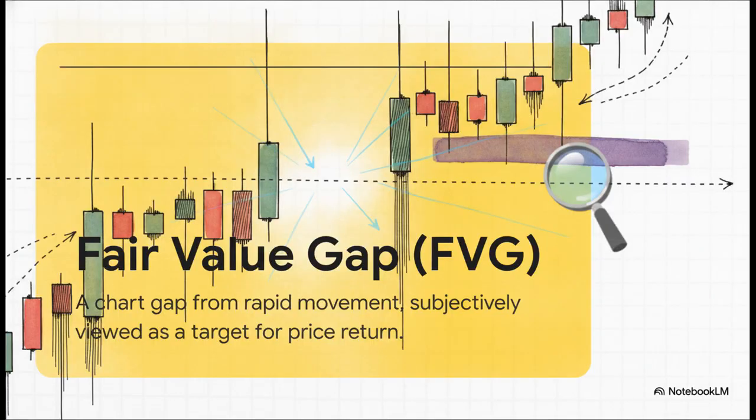In practice, traders use this visual method to spot things like fair value gaps, order blocks, or liquidity sweeps. They'll look at a gap left by a rapid price movement and decide subjectively that it's a target for price to return to. But pay attention to that word, subjectively. You're looking at a raw chart and essentially guessing, based on your own visual interpretation, where the market might reverse.